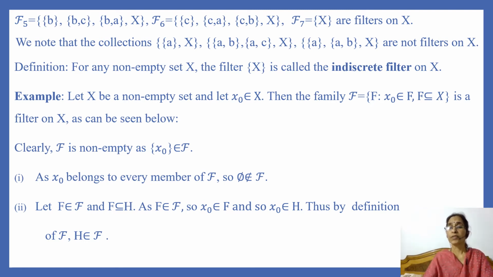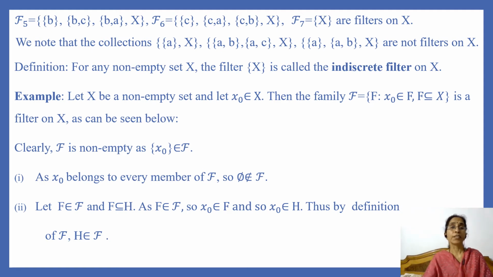Similarly, we can check F5 and F6 are also filters on X. Now we come to F7, which contains set X. And we can check this collection satisfies all the axioms. And so F7 is also a filter on X. And if we consider a collection containing singleton A and X, then this collection is not a filter on X. Why? Because the second axiom is not satisfied. Here, singleton A belongs to this collection, but its supersets AB and AC do not belong to this collection, and so this is not a filter on X.